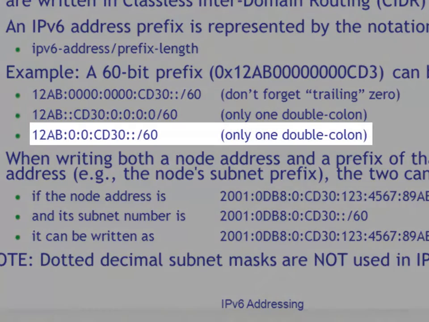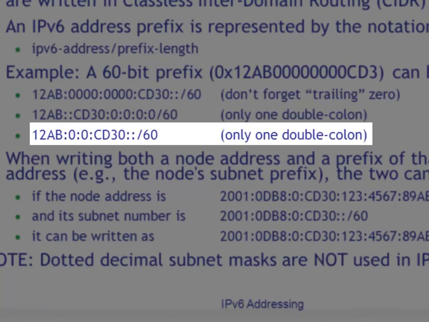And then, because all the trailing bits in this prefix are zero, in other words the interface portion, which we'll talk more about later, is just represented by zeros, we can use the double colon to compress the end of the address instead of the beginning, because there are more zeros actually being compressed.